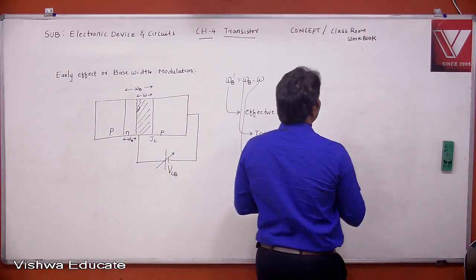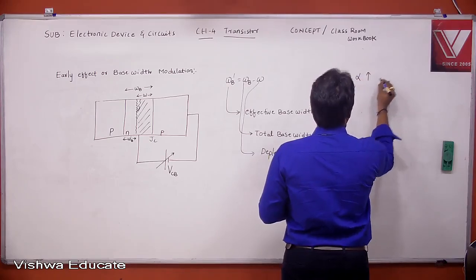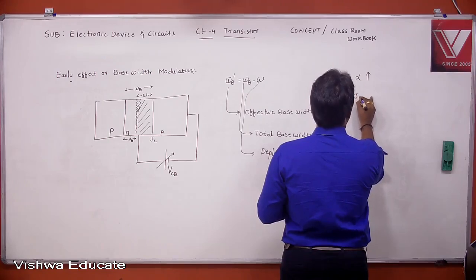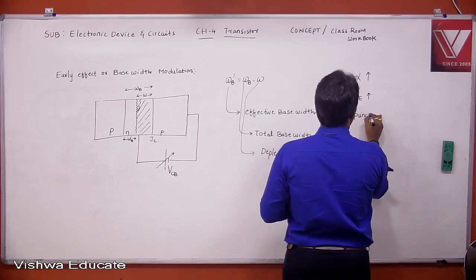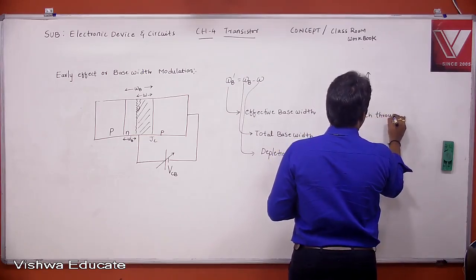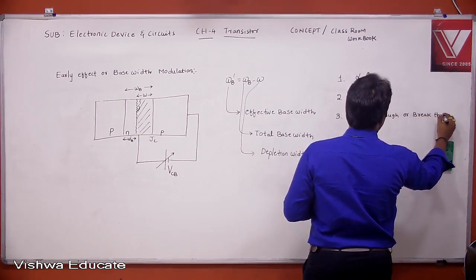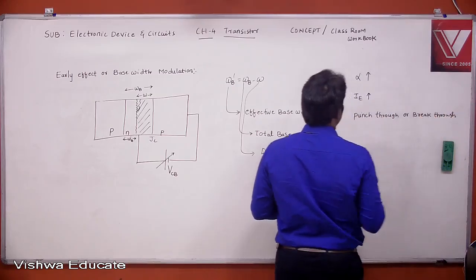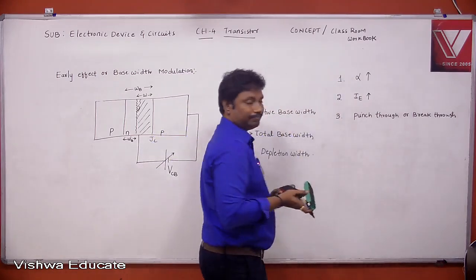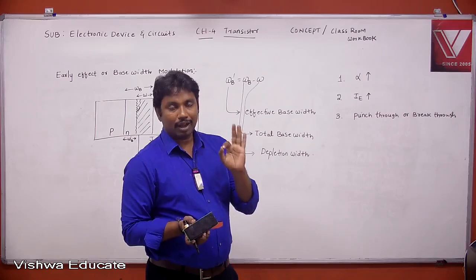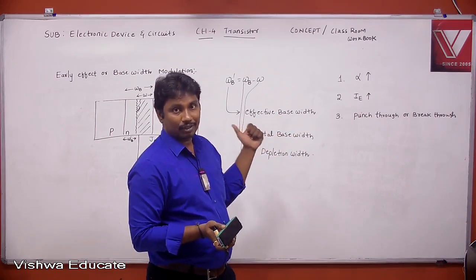The side effects are: first, alpha increases; second, emitter current increases; and third, punch through or breakthrough. These are the three side effects. The first question: why does alpha increase? How does this increasing alpha become a side effect to the BJT?